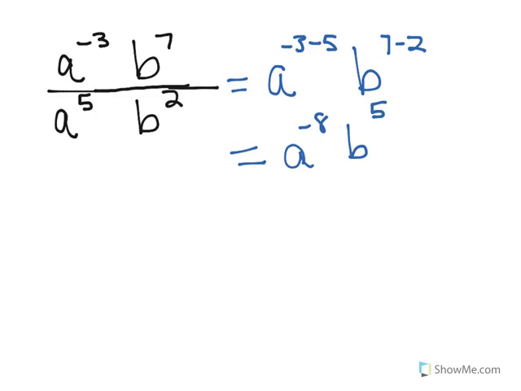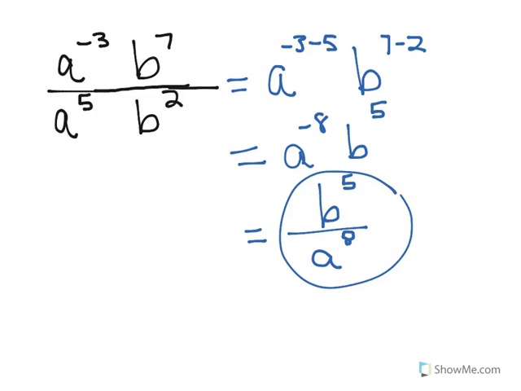This is not in simplest form because we have a negative exponent, so we need to move the a base to the denominator, and we will lose the negative exponent that way. The b to the 5th remains in the numerator. This is our simplest answer.